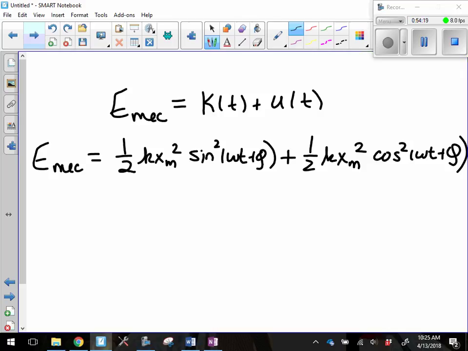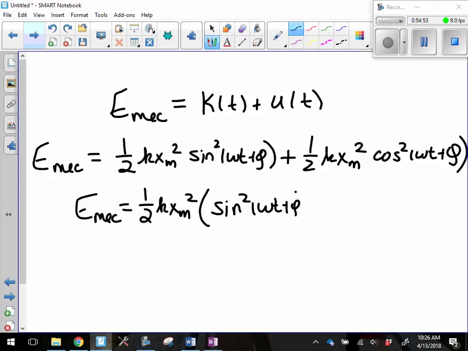What do you notice? Yeah, but I can't. Okay, so can I factor out that omega t plus phi? No, well, I can't, because it's not really something I'm multiplying by. It's the argument of the trig function, and I can't separate those things. Yeah, I can factor out k xm squared, and then I have sine squared omega t plus phi plus cosine squared omega t plus phi.